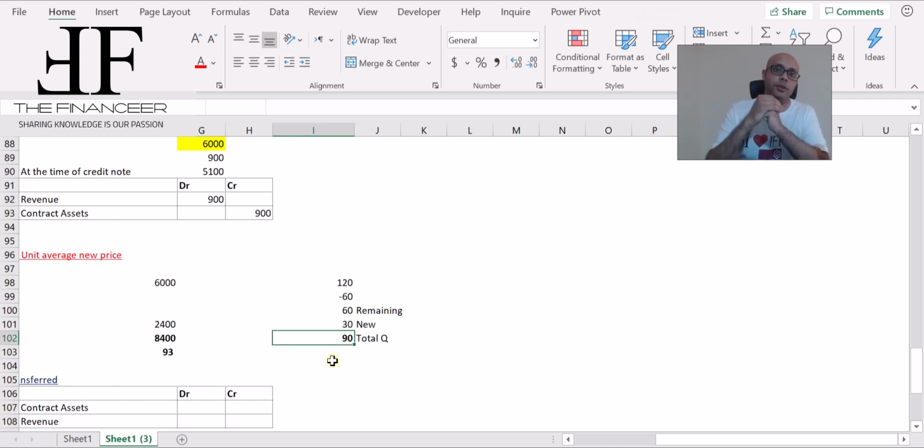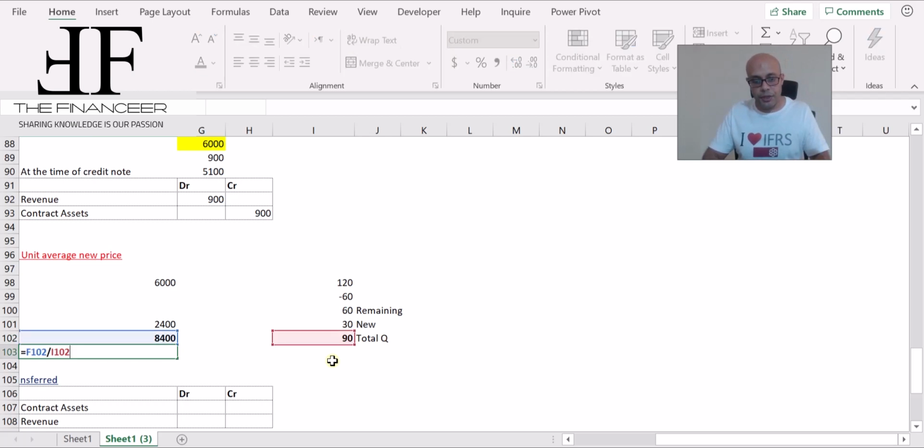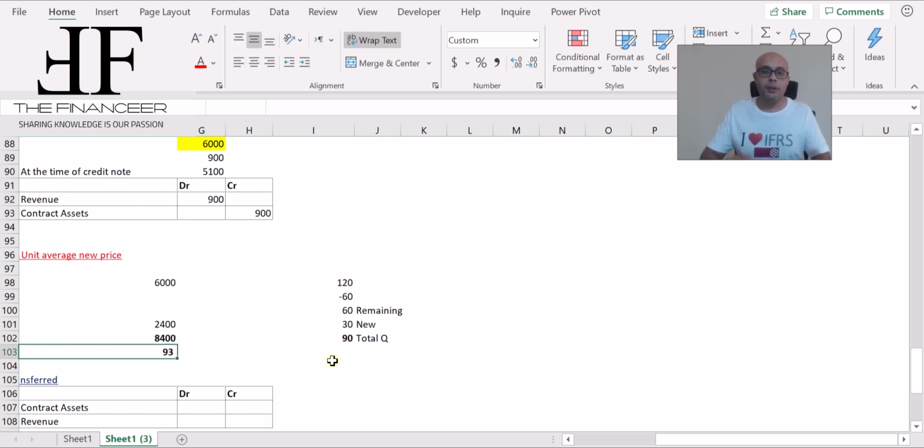And how much is the total value of these 90 units? It will be 8,400. So 8,400, this is the total value of the 90 units. How much is the value per one unit? Divide 8,400 by 90 equals $93. Very great. Now let's do the accounting.